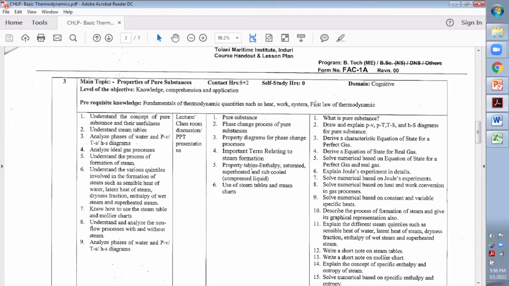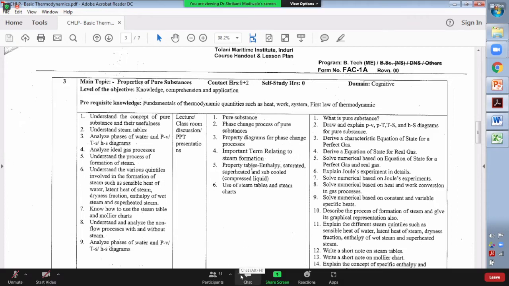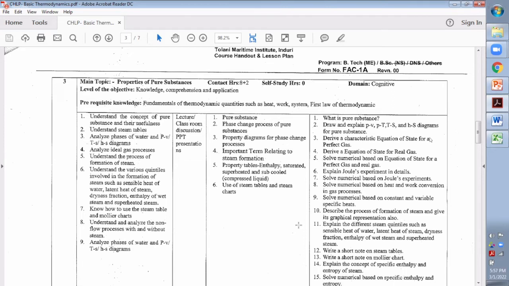But you should have one copy of the steam table. I will request the library person to distribute the steam table to you shortly. So in topic number 3, we will cover the properties of pure substances. We'll also try to understand the different phase diagrams: the PV diagram, the TS diagram, the HS diagram, the property tables, and the different regions associated with the property diagrams. So this is also a very, very important topic inside this particular subject.